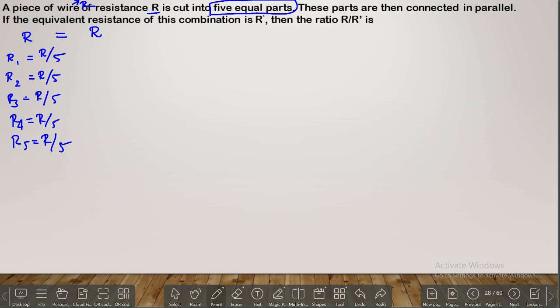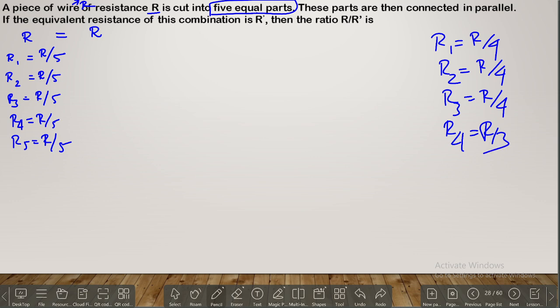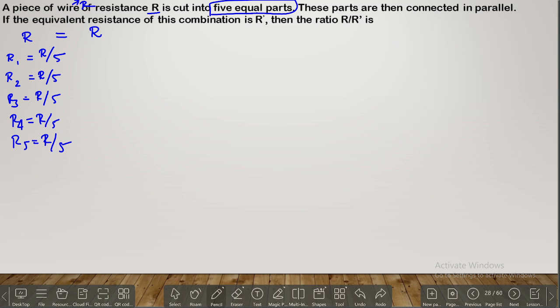Suppose we are cutting into 4 equal parts, then I can write it as R1 is equal to R by 4, R2 is equal to R by 4, R3 is equal to R by 4, and R4 is equal to R by 4. The same as it is 3 parts, you can write it as R by 3, R by 3, R by 3. So read the question carefully, whether they are saying it as 5 parts or 4 parts or 2 parts, whatever it is. First we need to know what is the overall resistance, and how many parts they are going to cut. If it is 5 parts, it means overall resistance by 5. 3 parts means R by 3. 4 parts means R by 4. 2 parts means R by 2. Clear? Remember this condition carefully.